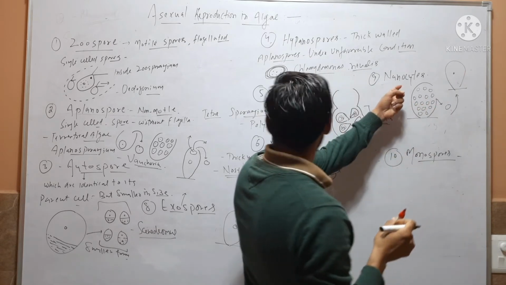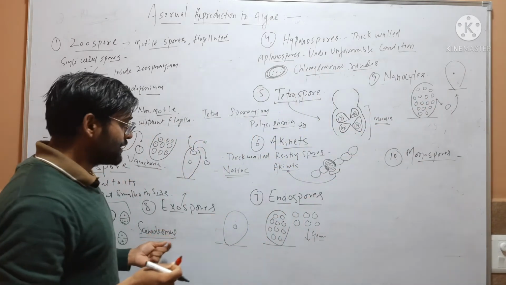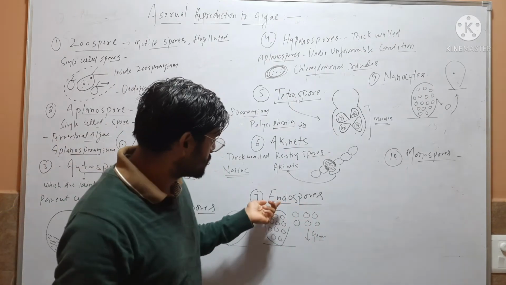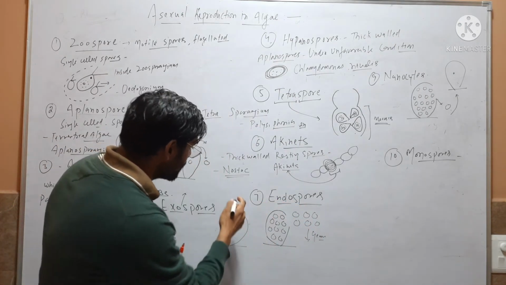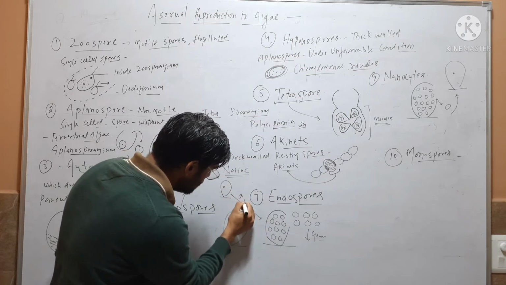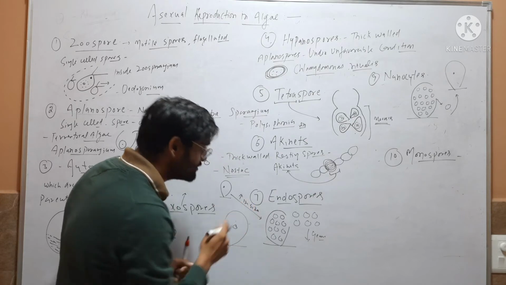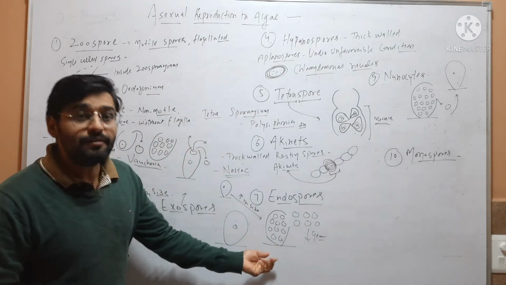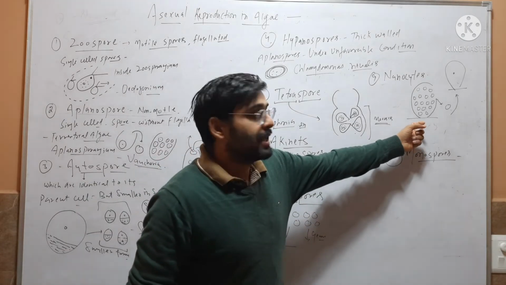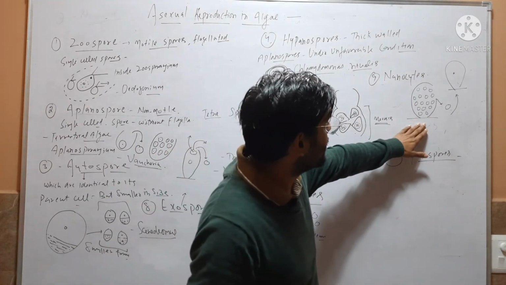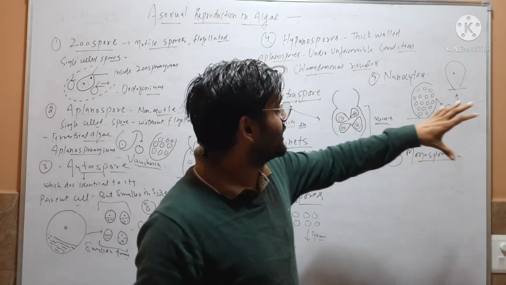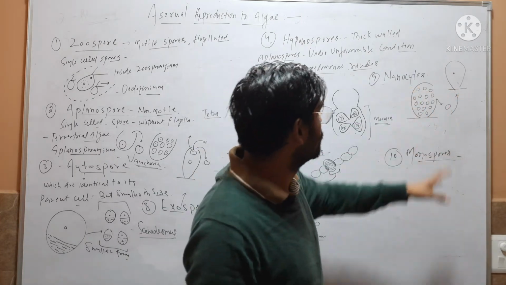So the difference between nanocyte and endospore is that during the formation of an endospore, this cell will first increase in size, then it will divide its protoplasm into smaller protoplasts. But in the case of a nanocyte, this cell will not increase in size, it will simply divide its protoplasm into smaller cells. These are also found in blue-green algae.